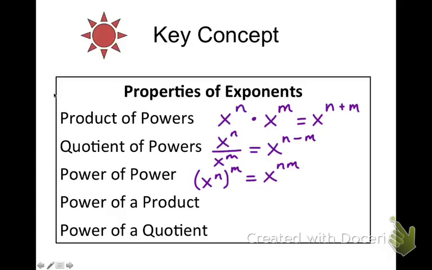Power of a product. If I have two different things, or 3 or 4 or 5, it doesn't matter how many different terms I have inside of my parentheses, and I were to take it to a certain power, we need to make sure we have both of those terms taken to that one power. So (xy) to the nth power would equal x to the nth, y to the nth.